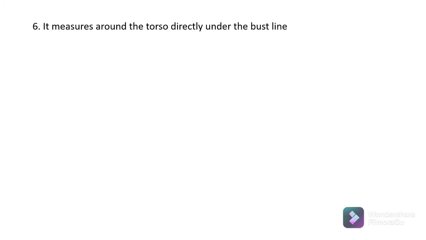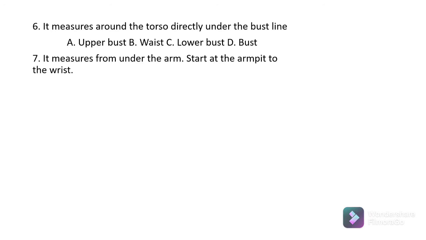It measures around the torso directly under the bust line. Is it A. Upper bust, B. Waist, C. Lower bust, or D. Bust? Next, it measures from under the arm, start at the armpit to the waist. Is it A, armpit, B, hips, C, underarm, or D, shoulder?